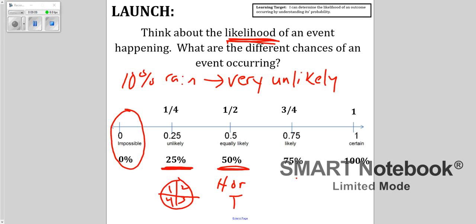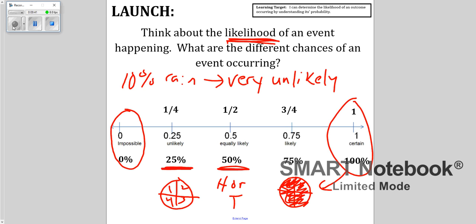So if I give you a spinner, 4 sections again, and let's say 3 of them have the number 1 in it, and the other one has a number 4, the probability of spinning and landing on a 1 is pretty good. It's 3 out of 4. It's likely. And if something is definitely going to happen, it would be certain. Let's take our spinner again, and let's say the probability of spinning just a number. Well, of course it's going to be a number, so that's definitely going to happen. So again, 0, impossible, 1, certain.